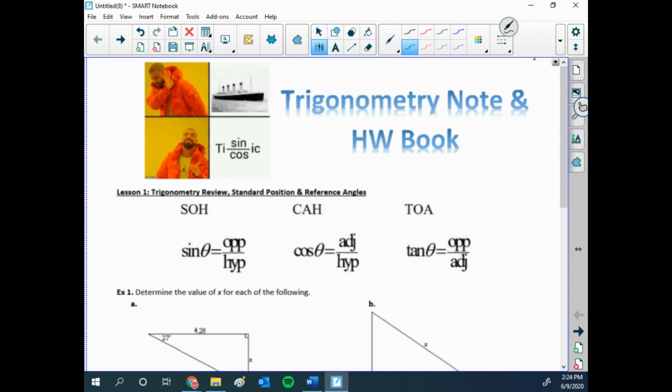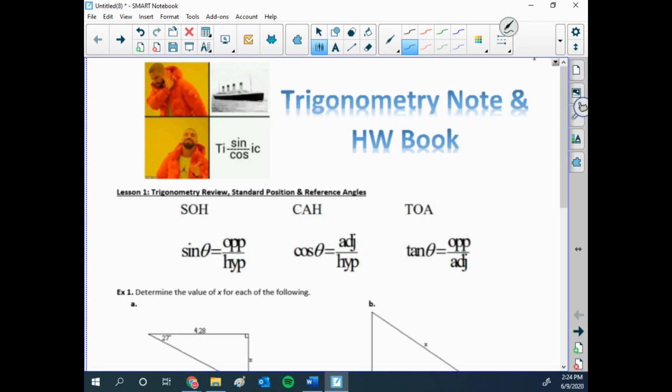This trig is quite a bit different from the trigonometry that you'd look at in Math 10C, and it does get exponentially harder as you progress through 20-1 and then 30-2. So here is the first lesson, where we're going to do a quick trig review from grade 10. And then we're going to talk about standard position angles and reference angles.